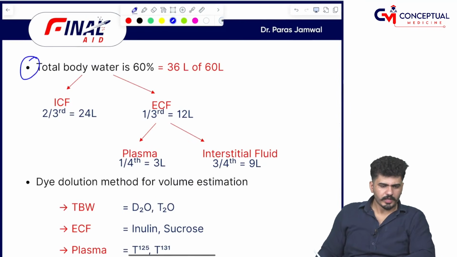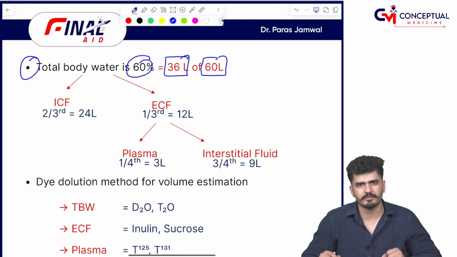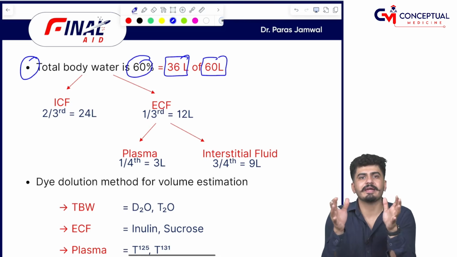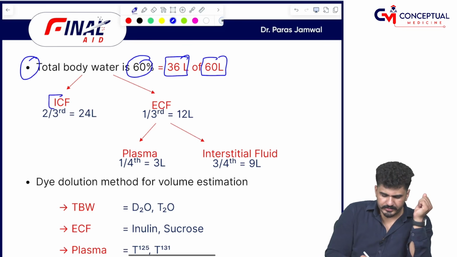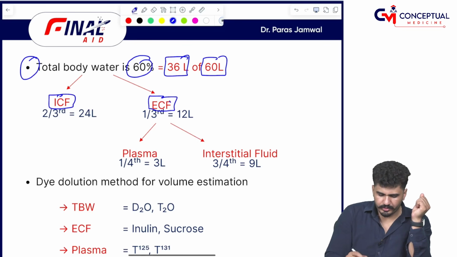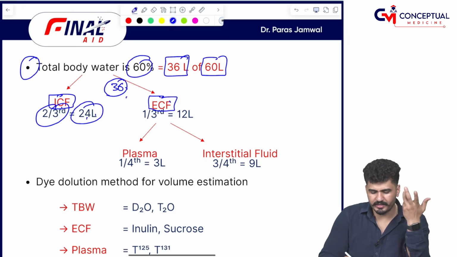Sir, the total body water is going to be 60%, that is 36 liters of the 60 kg body weight. Now, how will we divide it, sir? We divide it into intracellular and extracellular fluid. जो अंदर का आदमी है, out of 36 is getting the maximum benefit, that is 24 liters. Remaining extracellular fluid, बाहर का आदमी, getting only a few benefits, that is 12 liters.